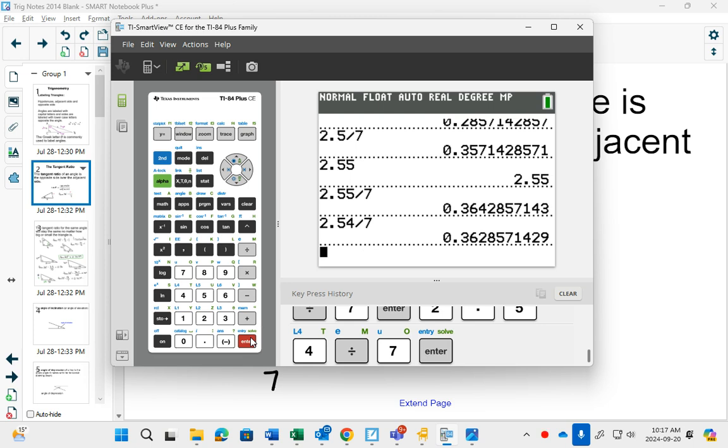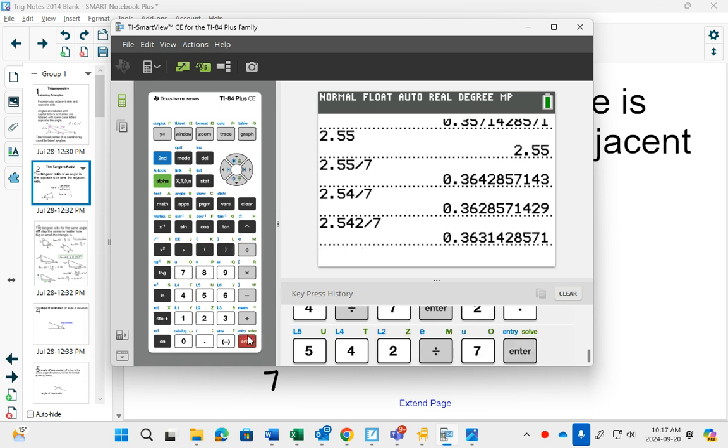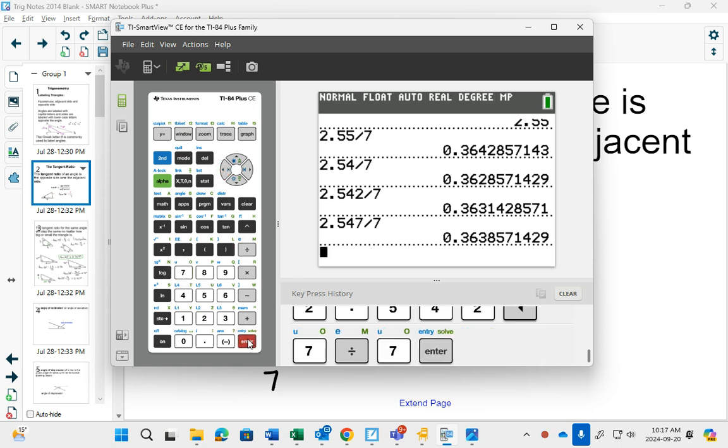Too low. 2.54. We need 37. Thinking 5.4. Higher one or lower, what do you think? Do you think I should use a 2 or a 7? 2? Okay. Try the 7. Oops. Ooh, 7's really close. Maybe. And we could keep doing this and get closer and closer.